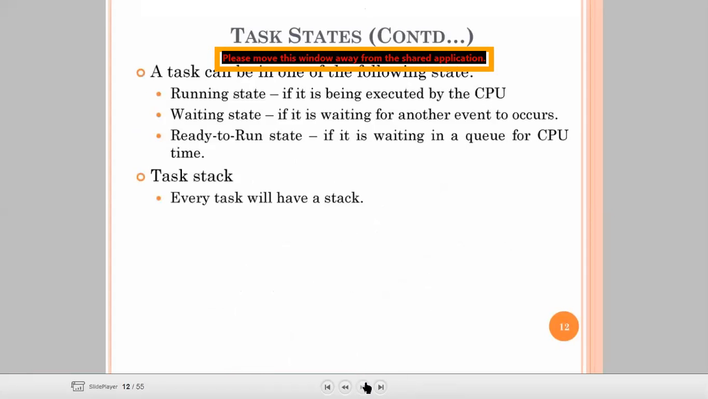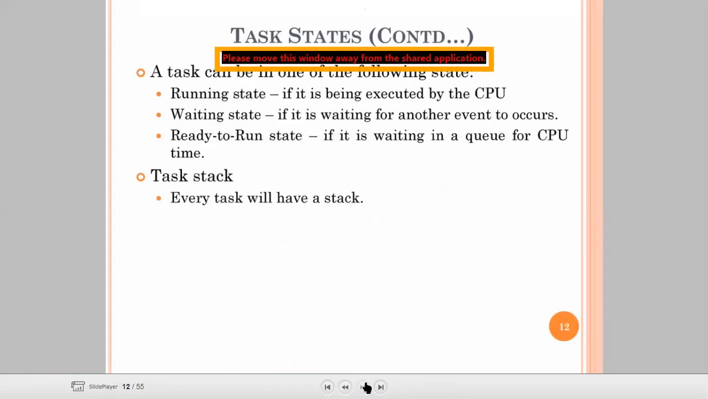That covers the task states. See here, a task can be in one of the following states: maybe running state, or waiting state, or ready to run state, or maybe idle state. The idle state is also there. Idle state means do-nothing state. Here the task can be in one of the following states: running state.